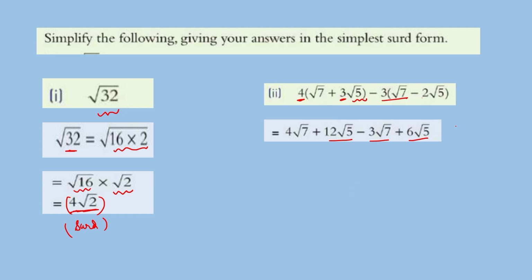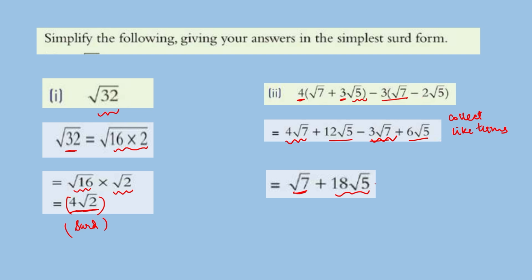Now we'll collect all the like terms. When you collect all the like terms, what will be your answer? 4 root 7 minus 3 root 7. So what is 4 root 7 minus 3 root 7? It is 1 root 7, so this is root 7. And 12 root 5 plus 6 root 5 is 18 root 5.